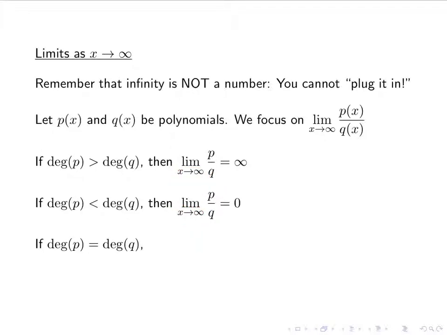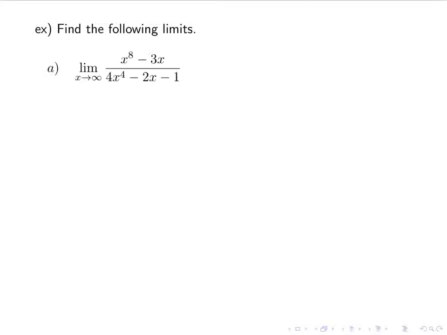And then the last case is if the two degrees are equal. If the two degrees are equal, then the limit is the ratio of the leading coefficients. Remember, the leading coefficients are the coefficients of x to the highest power in the top and the bottom. So we're going to do some examples.